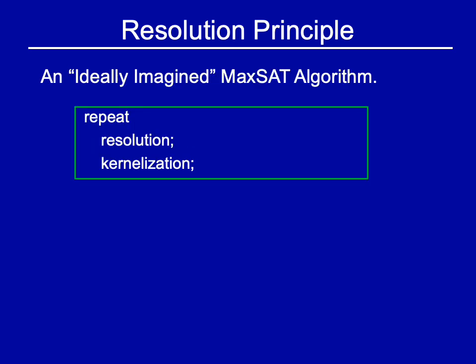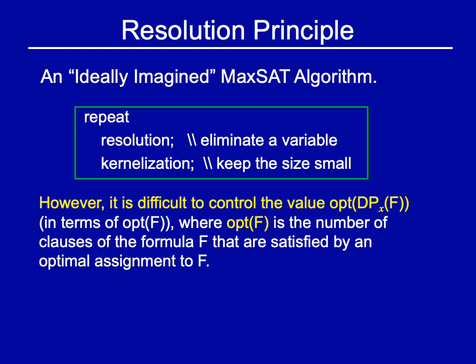Therefore, this is a way you can do it. Once you have a formula, you first use resolution. The resolution will eliminate a variable, but that might increase the size of the formula. So in that case, use kernelization, which keeps the size, i.e. the number of clauses in the formula, to be k squared. You repeatedly use this, and then you eliminate all variables. So surely then you have a solution.